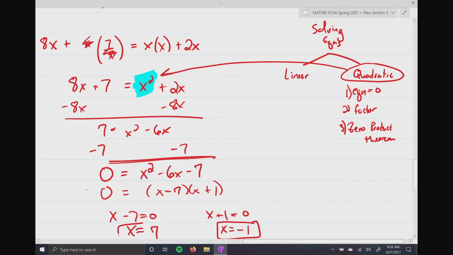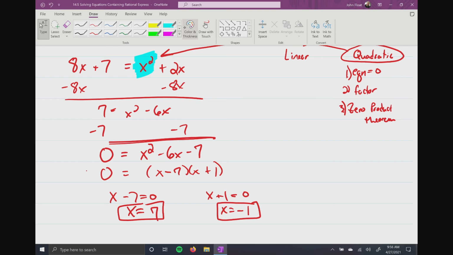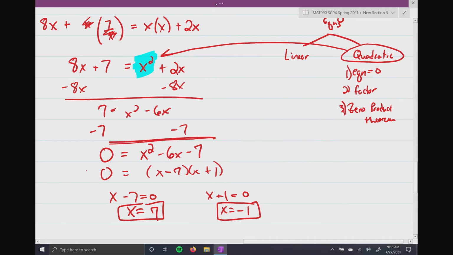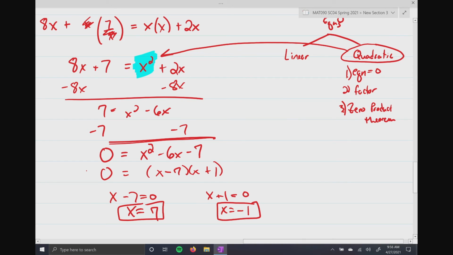Now, I know both of those solutions are acceptable because neither of them are 0. Does that make sense, everyone? All right? So, I'm going to give you, sorry, give me 1 second. I'm going to give you just some general guidelines on how to solve problems now.